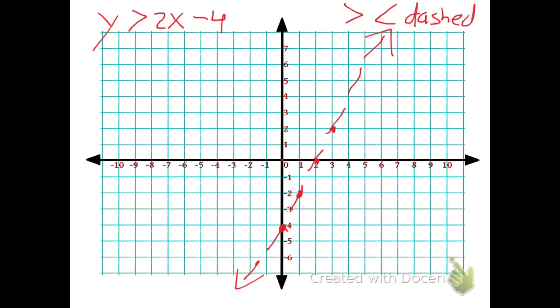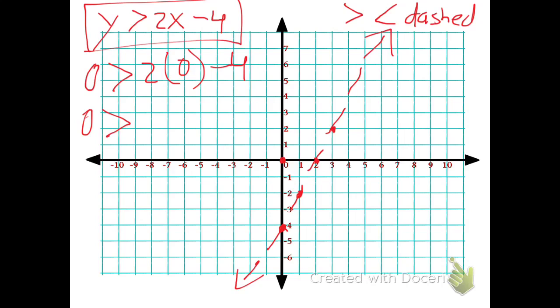A point you can pick that's really handy most of the time is the point 0, 0. If you take that point and plug it into your inequality, you plug in 0 for y and 0 for x, and you compute this and look at it closely. 2 times 0 is 0. 0 minus 4 is -4. Is 0 greater than -4?